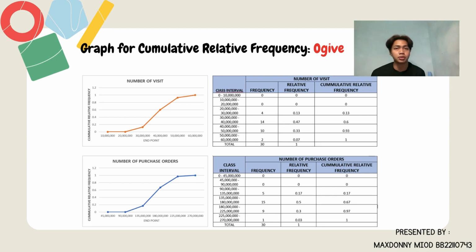And for the number of purchase orders, the cumulative relative frequency, we follow the previous one on how to calculate.